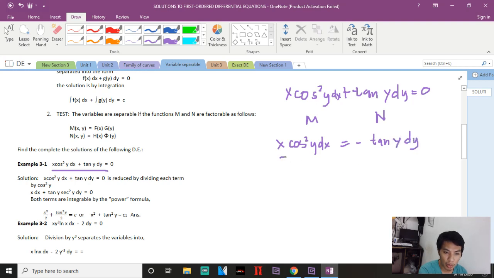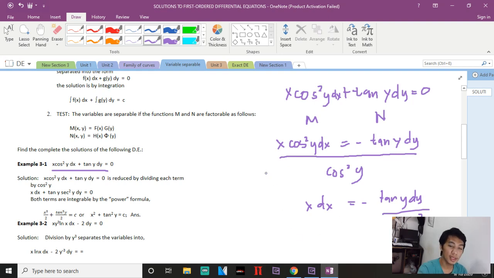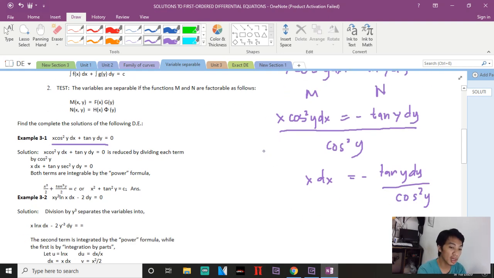Ngayon, pwede natin itong i-divide both sides by cosine squared y. Now, to simplify, meron na tayong x dx equal to negative tangent y dy over cosine squared y. Now, is this integrable? Yes, it is integrable kasi wala na tayo natitira in each one na tulad nitong differential of x, wala na siyang y. Ito rin, nasa y na rin.